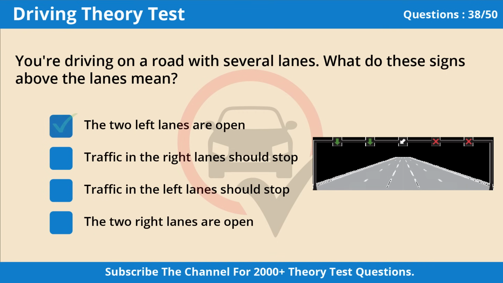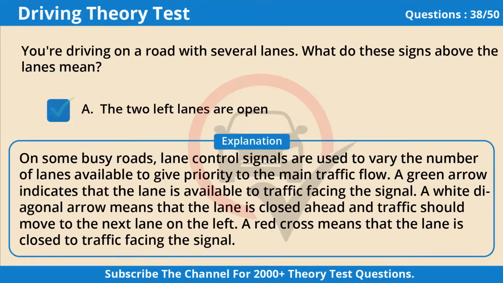A. The two left lanes are open. On some busy roads, lane control signals are used to vary the number of lanes available to give priority to the main traffic flow. A green arrow indicates that the lane is available to traffic facing the signal. A white diagonal arrow means that the lane is closed ahead and traffic should move to the next lane on the left. A red cross means that the lane is closed to traffic facing the signal.